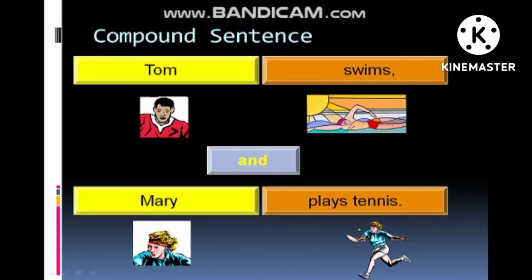Tom swims, and Mary plays tennis. Here and is the conjunction. This is the first sentence, this is another sentence. We have two sentences joined by using a conjunction, and we call this a compound sentence.